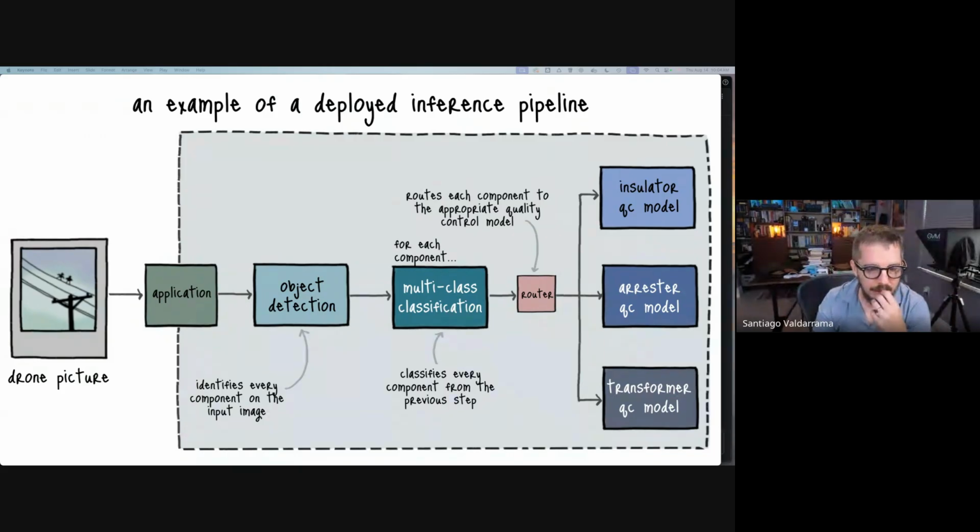This right here is an inference pipeline, and I'm going to explain in a second what I mean by an inference pipeline. It's a simplified version of an inference pipeline that I built for the electrical company that serves my state, Florida. Florida Power & Light is the company that serves most of Florida. They had a drone program, flying drones after a storm to assess the damage.